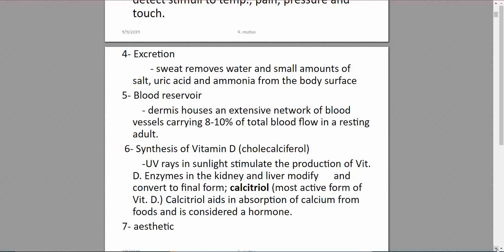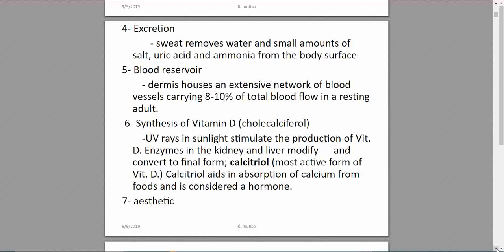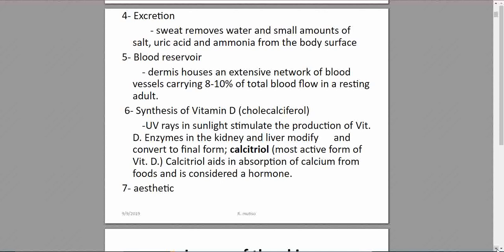Excretion as well. Skin is a good excretor. It sweats, removes water and small amounts of salt, uric acid as well, and ammonia from the body surface. So if it doesn't carry out that active excretion, then uric acid will accumulate, resulting in conditions such as gout. And gout is also arthritis, specifically gout. Yeah, and it has many other conditions, it can even deform your kidneys.